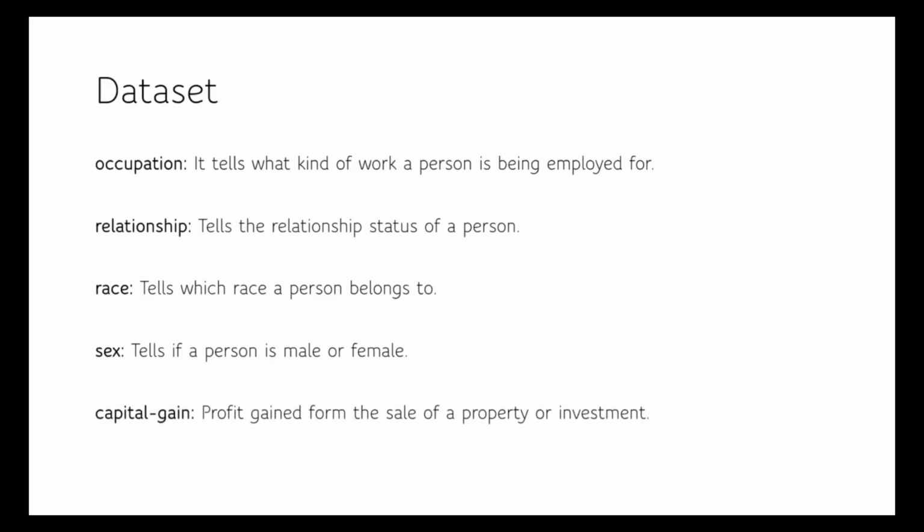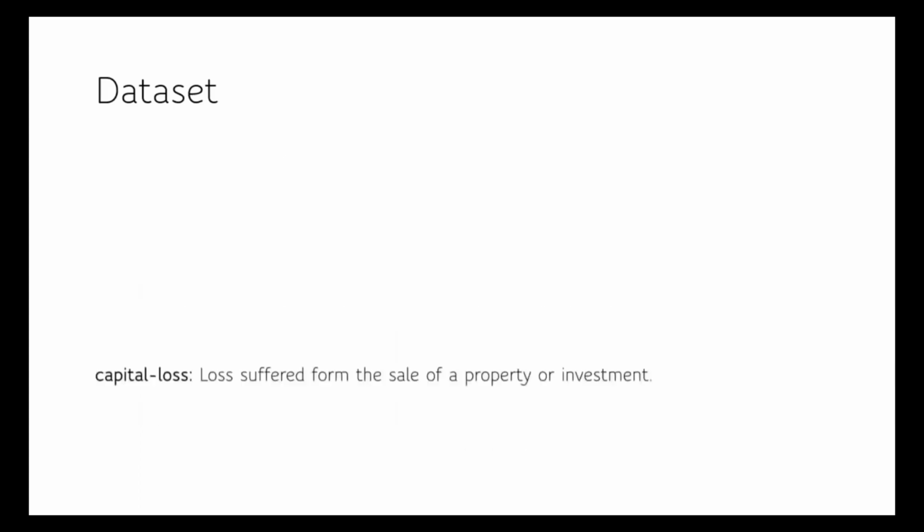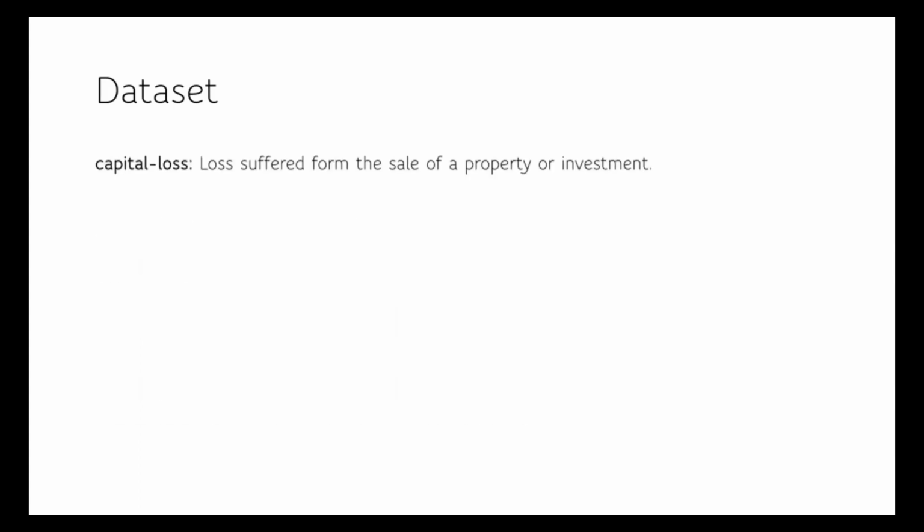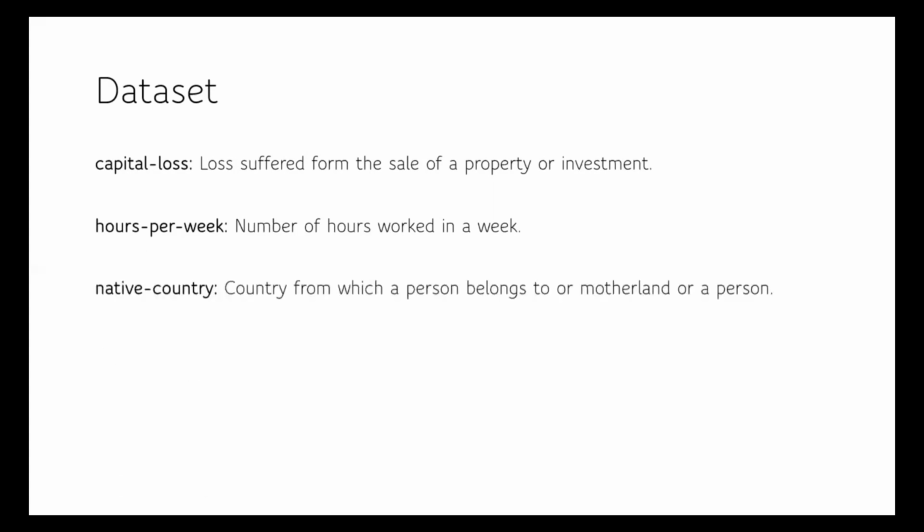Capital gain represents the profit gain from the sale of a property or investment. Next, we have the column of capital loss, which tells the loss suffered from the sale of a property or investment. Hours per week column tells us the number of hours worked in a week. Native country represents the country which a person belongs to, or the motherland of a person.